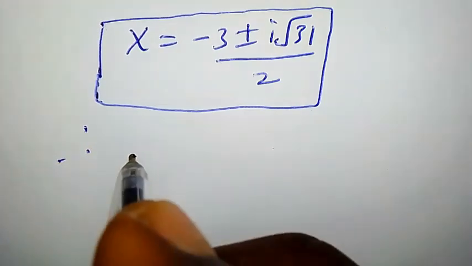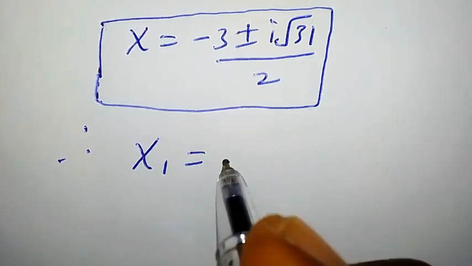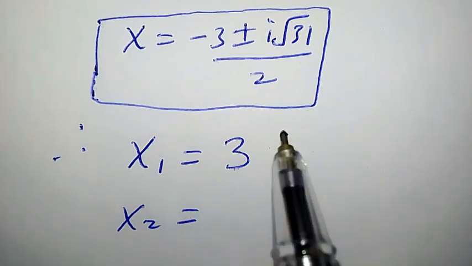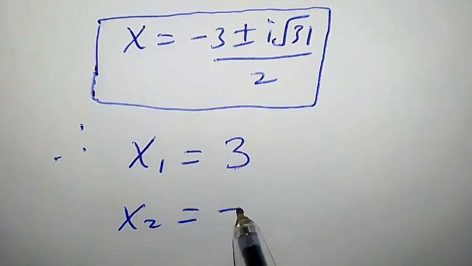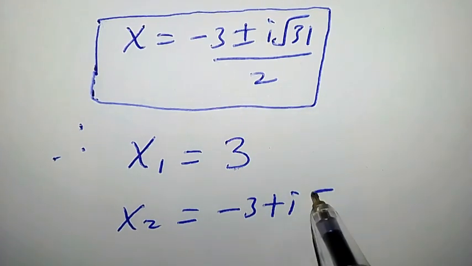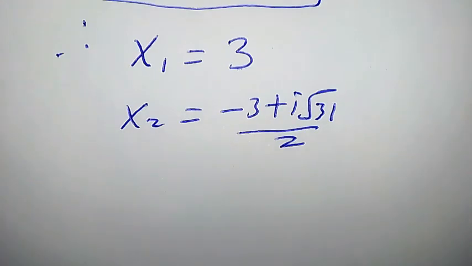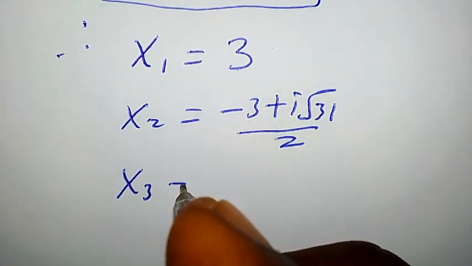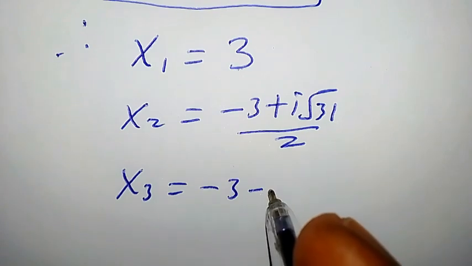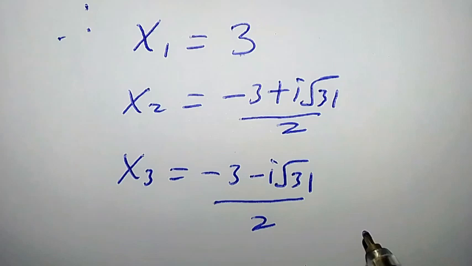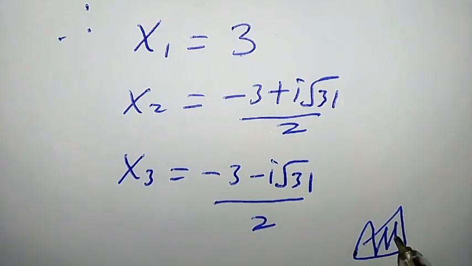Therefore, x1 is 3, which is the real solution. x2 is, from here, negative 3 plus i times the square root of 31 over 2. And x3 is negative 3 minus i times the square root of 31 over 2. These are all the required values of x for this equation.